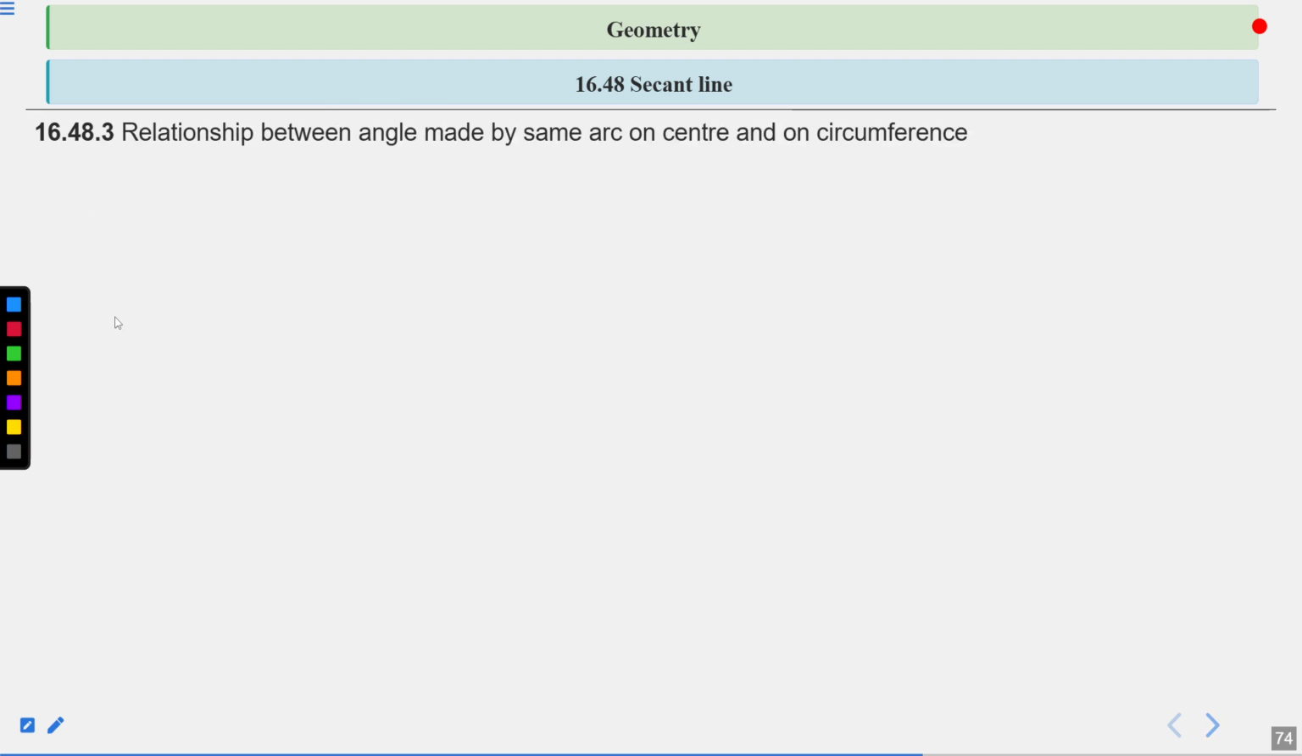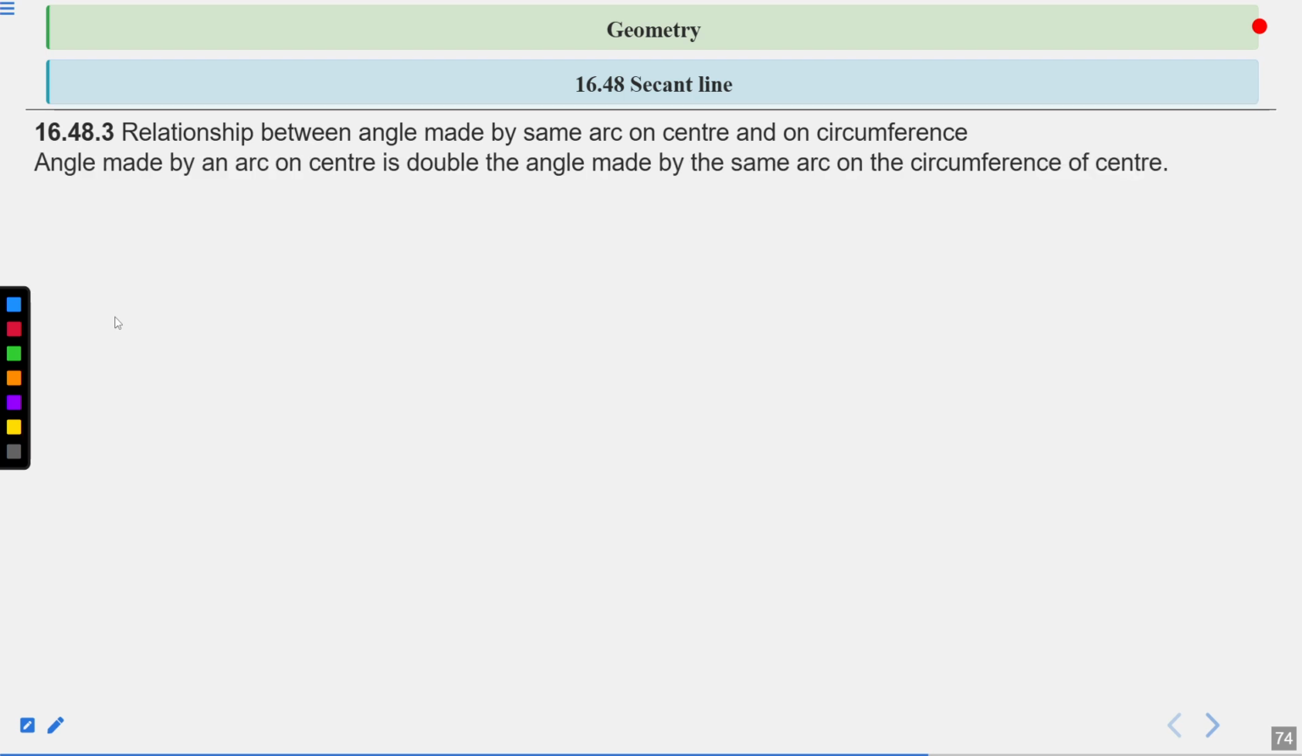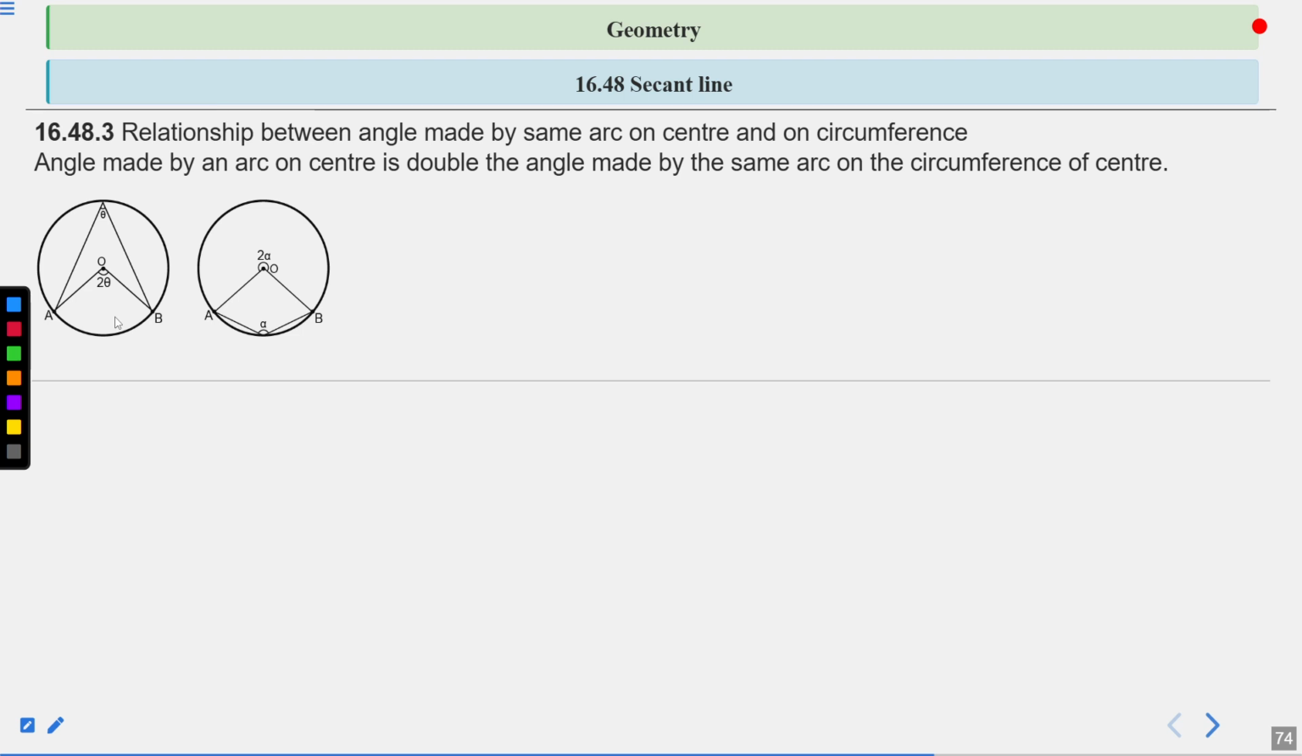Relationship between angles made by the same arc on the center and on the circumference. The angle made by an arc on the center is double the angle made by the same arc on the circumference. So this is the diagram, we can see that. The angle made at the circumference of the circle is half of the angle made at the center. In the same way, when this angle is theta, this will be 2 theta, or when it is alpha, it will be 2 alpha.